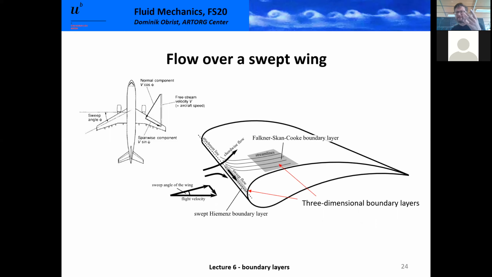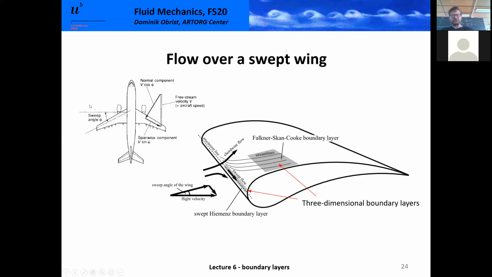This has a lot of benefits. It has something to do with compressible flows, with airspeeds of the airliners getting close to the speed of sound, and there having swept wings is beneficial. That's why it's done in the first place. Having a swept wing actually creates also issues with boundary layers.